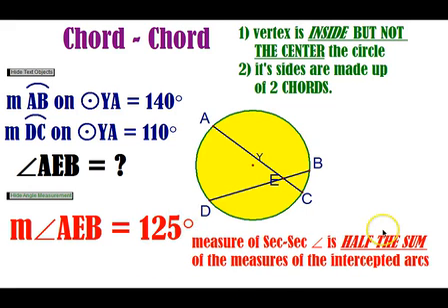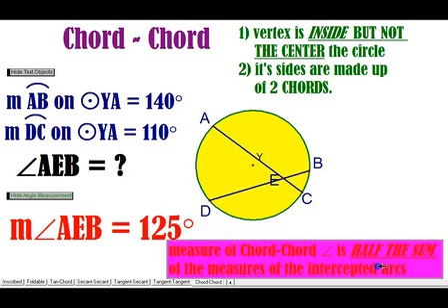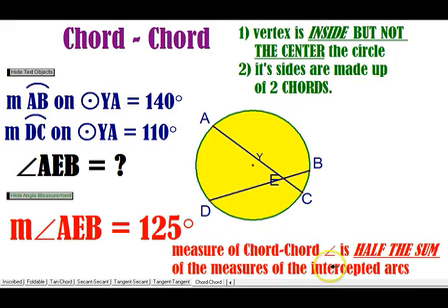This is exactly what I'd write into my notes, in my foldable flappy, and this is your formula. To find the measure, well, that's supposed to say chord, sorry. Chord angle. Yeah, that's definitely right. So, the measure of the chord angle is half the sum of the measures of the intercepted arcs. Awesome. That is exactly how you do it.